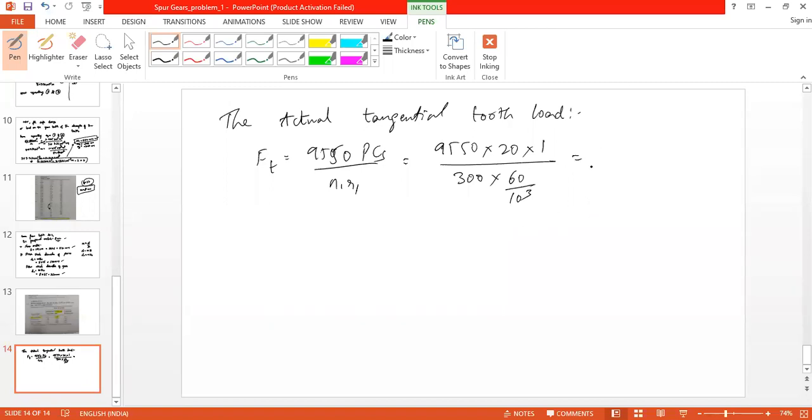10.61 into 10 to the power of 3. Sorry, here it is not watts, it is 9550 Newton meters, divided by 300 into 60 E minus 3. Okay, it is 10.61 kilonewton, right?